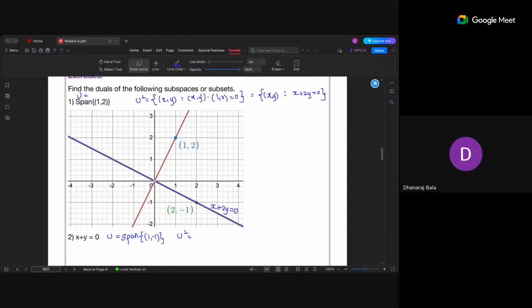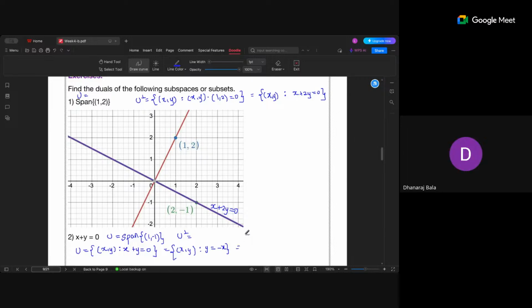Here the points on the x plus y, right? We are finding the dual for all the points on x plus y. So do we need to write like that? So x comma y such that x minus y equal to 0, right? You can write in that way as well. So both are correct. You can write u is first of all the set of all x comma y such that x plus y is equal to 0, which can be rewritten as set of all x comma y such that y is equal to minus x, right?